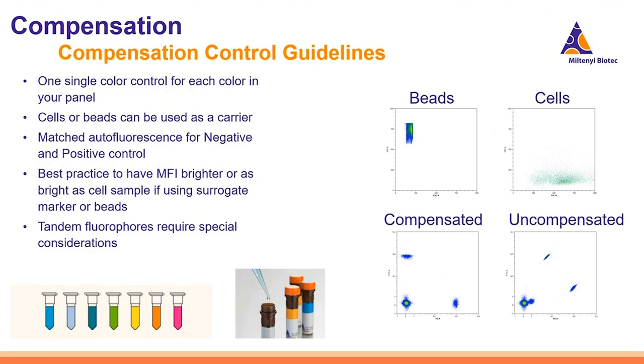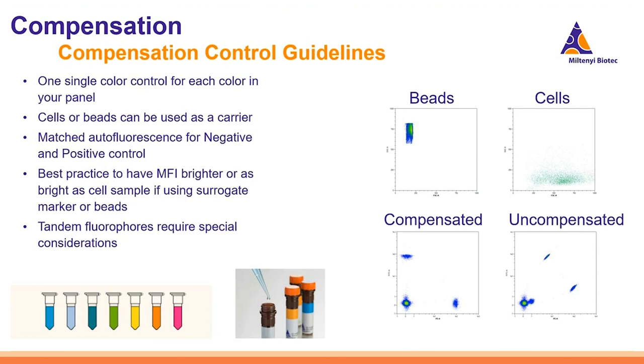The last control we will review are the compensation controls. This is for estimating the amount of spillover from fluorophores into their non-primary channel. You will need one single color control for each color in your panel. And the good thing is that cells or beads can be used as a carrier for that fluorophore, as long as you have a matched autofluorescence for your negative and your positive control.